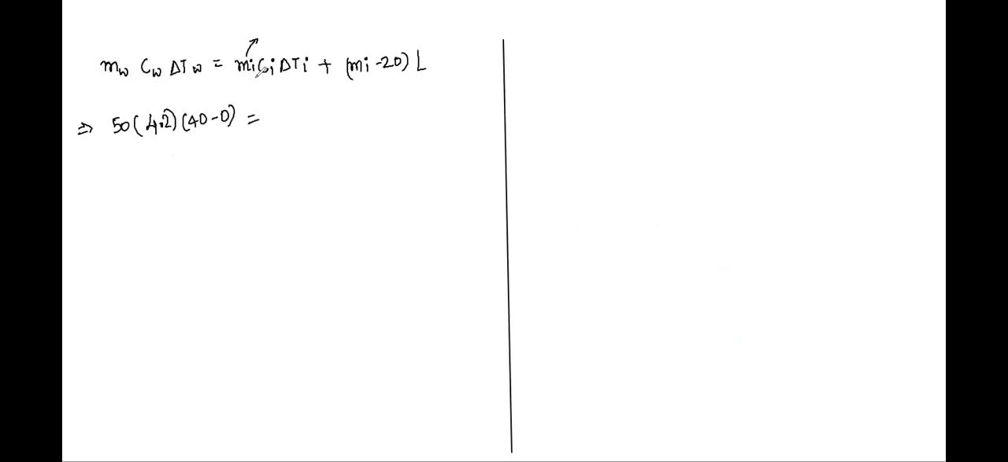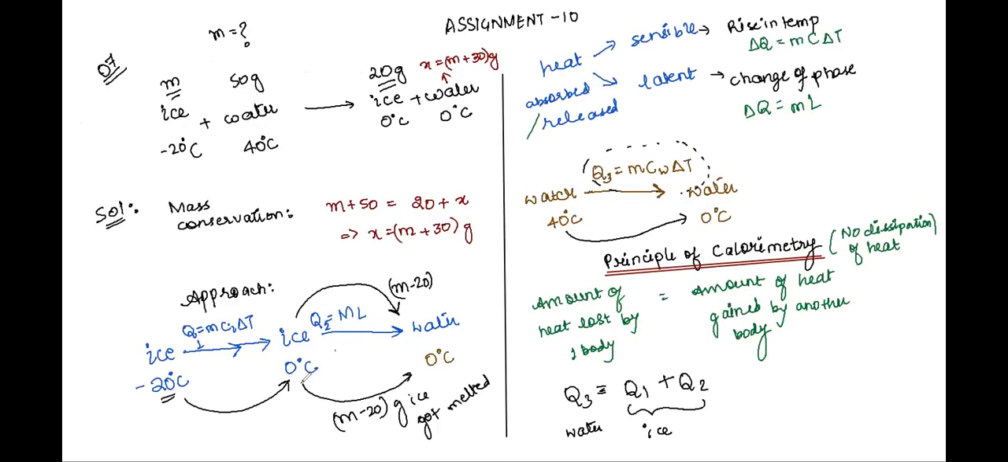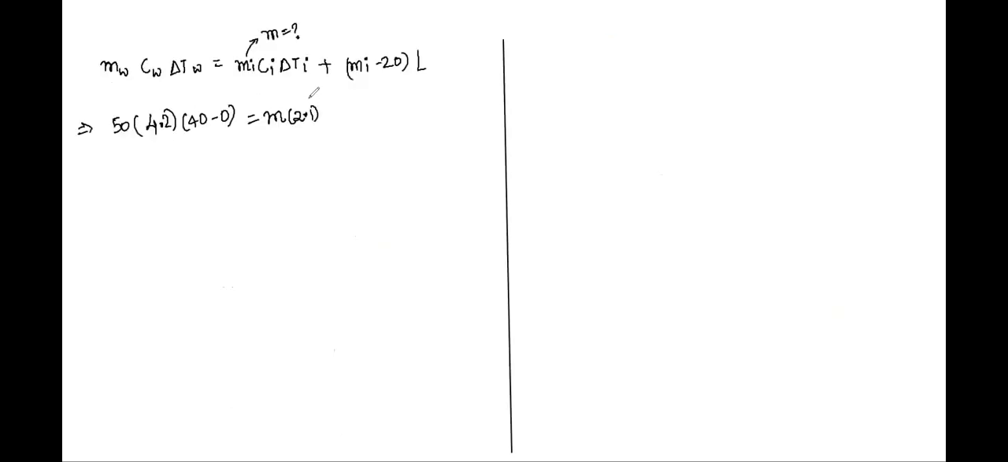Then the amount of ice, this is what we want to find out, the mass, so we have taken this as m. Now the specific heat capacity of ice is given as 2.1, so we'll take this as 2.1. Now, how about the change in temperature? See here, the ice was at -20, it came to 0, so the change in temperature is 0 minus -20. Then plus L times (m minus 20). I hope until here I am clear to everyone.